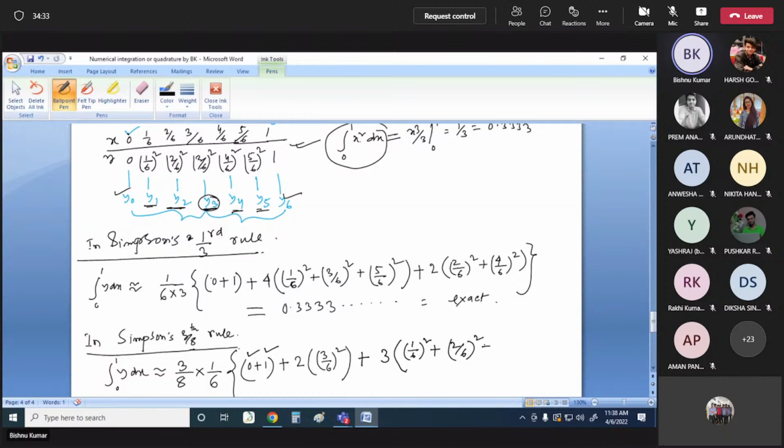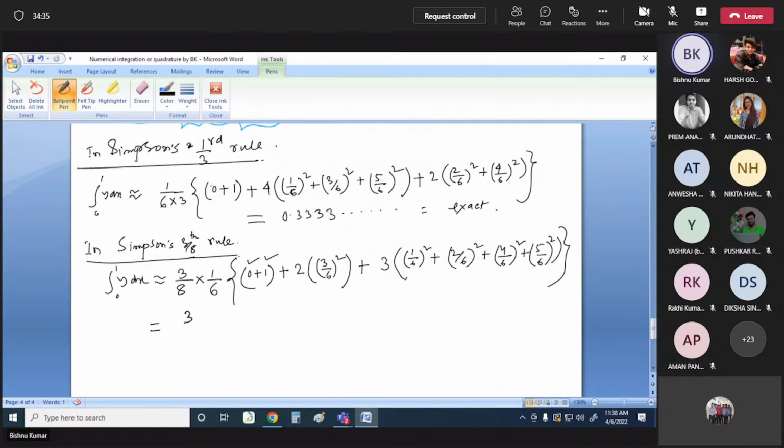Okay, that is the answer. If you multiply 3 by 2, that is basically 1/16 within the bracket, 0, 1, means 1. Okay, 1 plus 2 into 9/36, 2 into 9/36 plus 3/36.